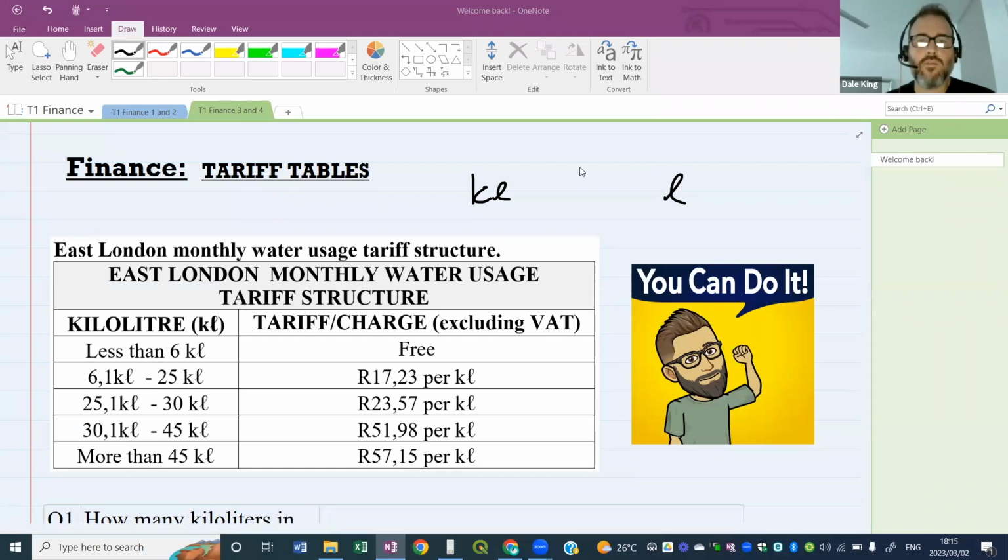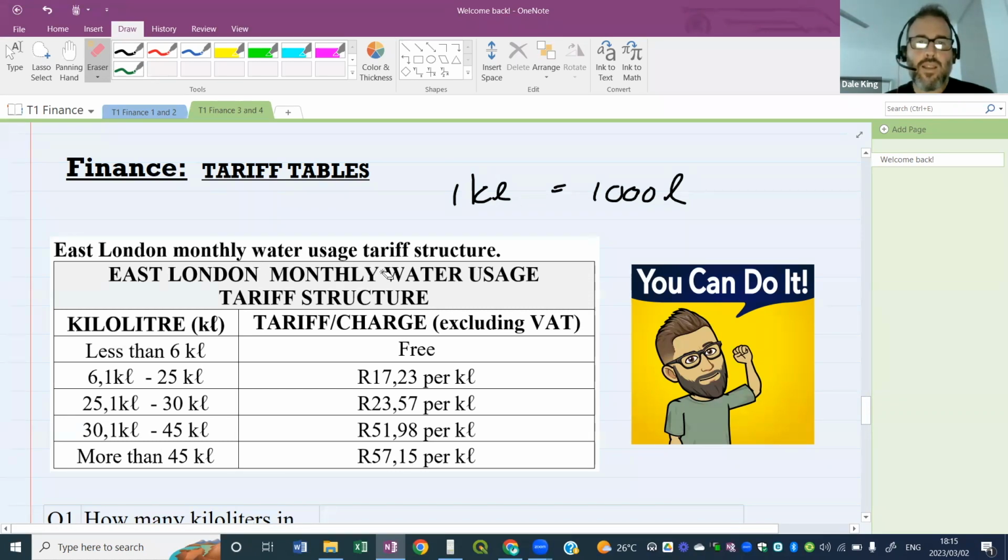Very good. Well done, Dave. All right, good. Well done. Yes, good stuff. Okay, so you guys know. So there's 1,000. 1 kiloliter is equal to 1,000 liters. All right. So we're talking quite a lot of water here. And you'd be surprised by how much water a household actually uses. We're talking about thousands of liters of water of usage.